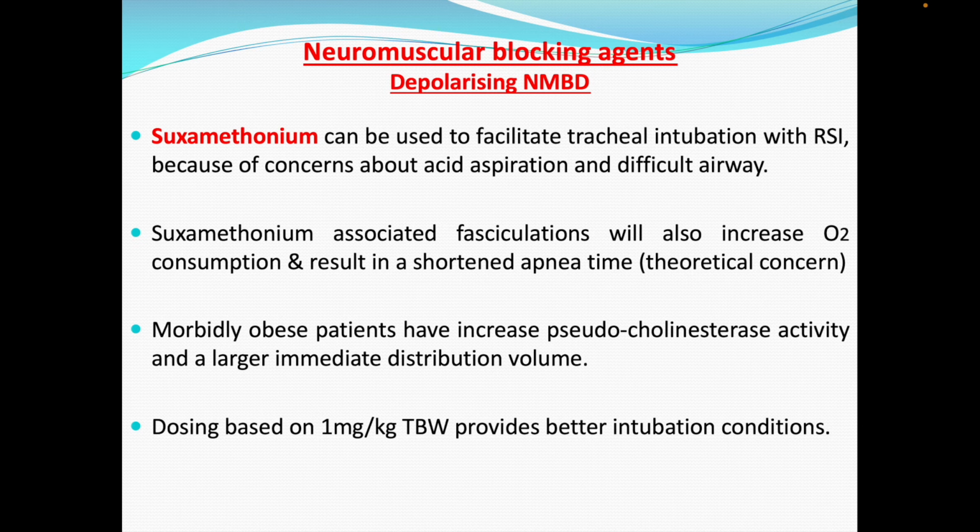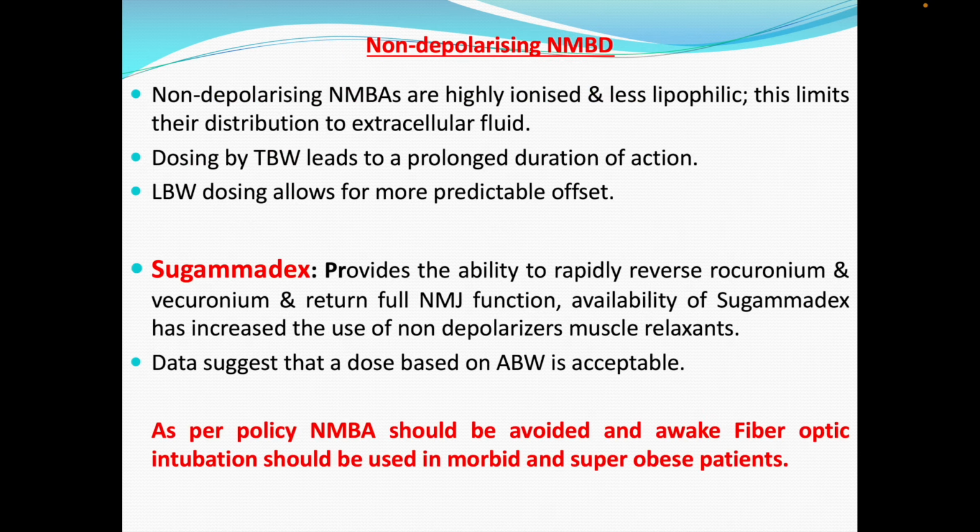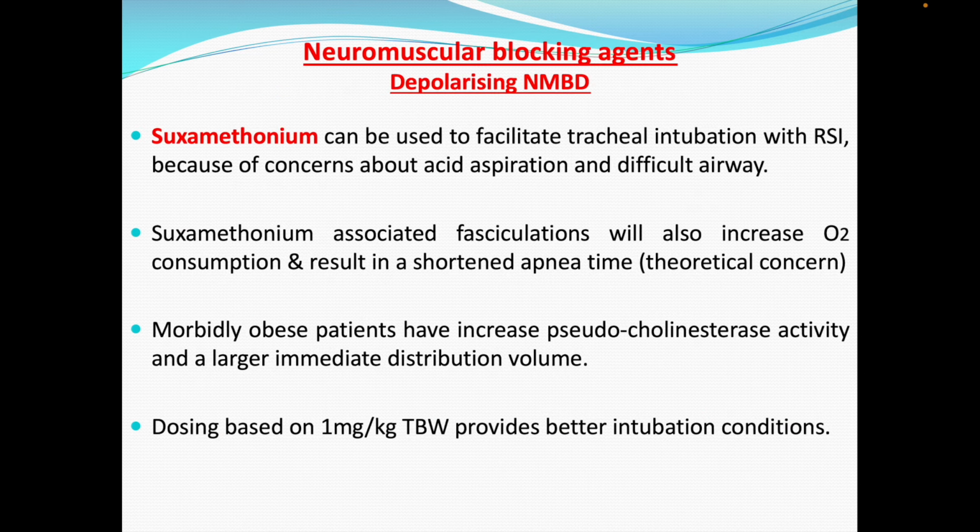There is already a big risk of regurgitation, aspiration or acid aspiration syndrome. There are high chances of difficult airway. So to be on the safe side, succinylcholine can be used. Succinylcholine fasciculation will increase oxygen consumption. This is again a theoretical concern.